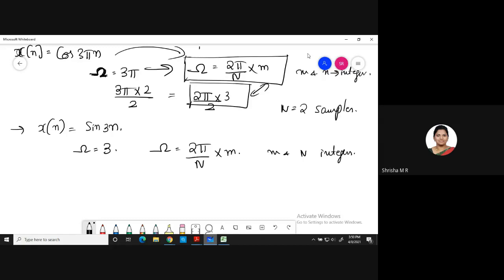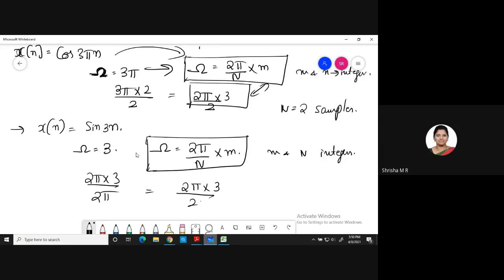To express this in this form, what will you do? Multiply and divide by 2 pi. So 3 becomes 2 pi into 3 divided by 2 pi. So what do you get? 2 pi by 2 pi by 3.